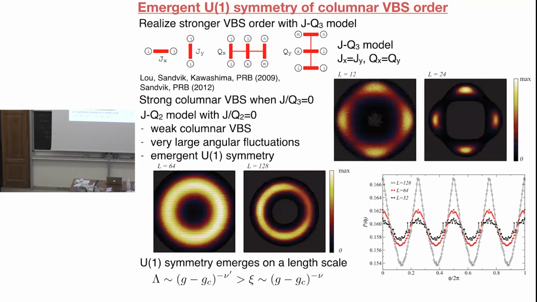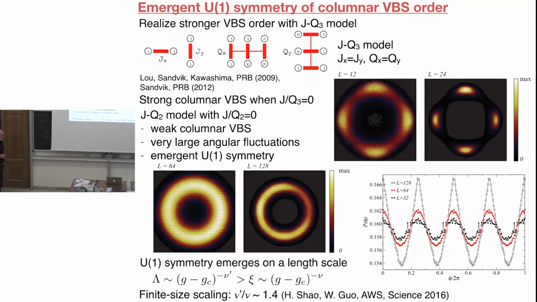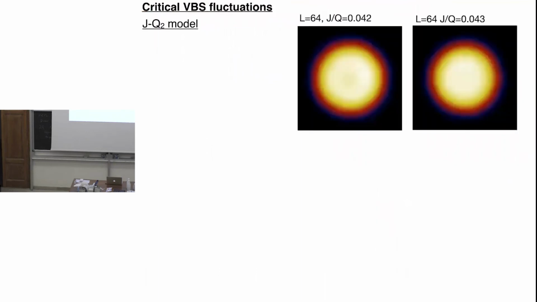crossover, and we call the length scale of that lambda, and we can actually look at that quantitatively and find an exponent value, and we found that it's something like 1.4 times the normal correlation length exponent. So that was how to demonstrate emergent symmetry slightly inside the VBS phase.